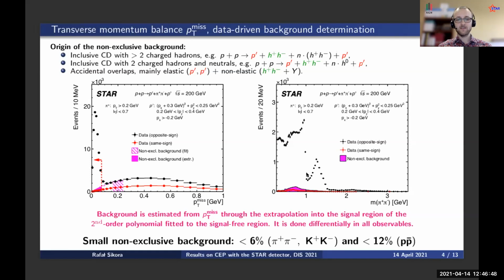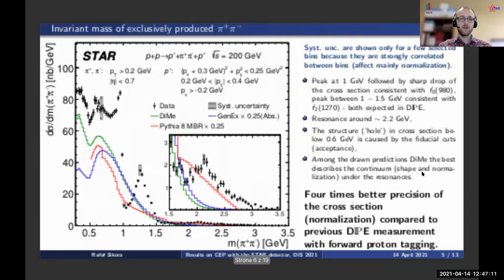And on the right-hand side, you can see the raw counts for the channel where two pions are produced in the central system, and this background is shown with magenta. You can see by eye that it's small, and for ππ and KK pairs it is less than 6%, and for p p-bar it is 12%. So we really managed to limit the background contributions to the minimum.